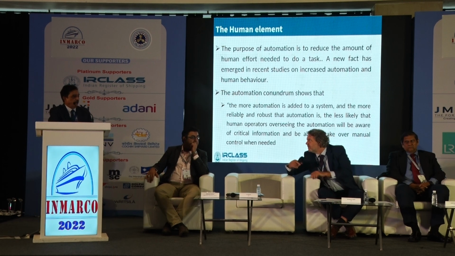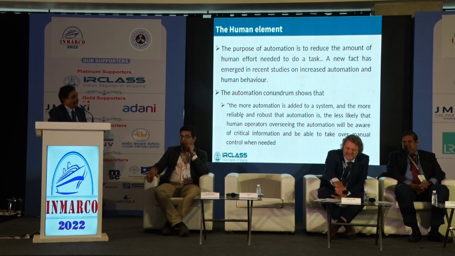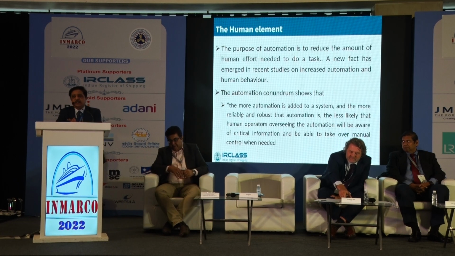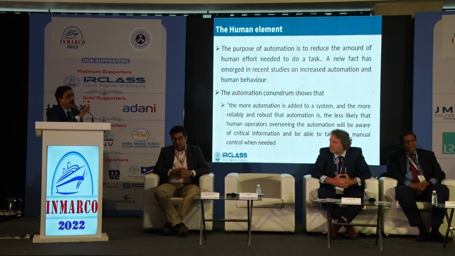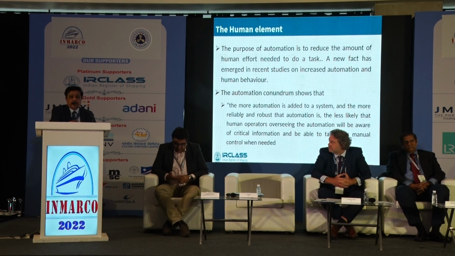The last one, before I wind up in 2 minutes, is the human element, because of why we thought the human is coming into autonomous. Normally, the purpose of automation is to reduce the amount of human effort to do a task. But what has been really observed over the years is that as automation becomes more and more feasible and accurate, the human who is supervising it becomes more and more relaxed. That is a normal tendency of humans.